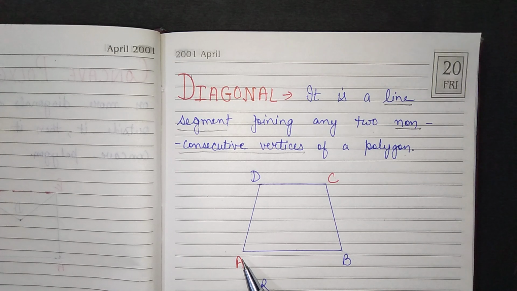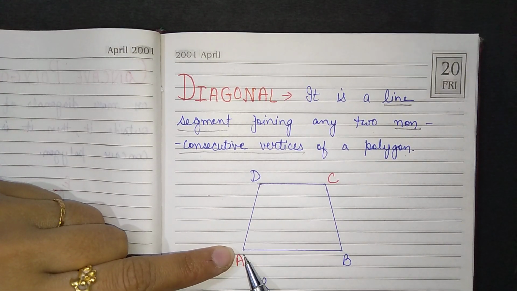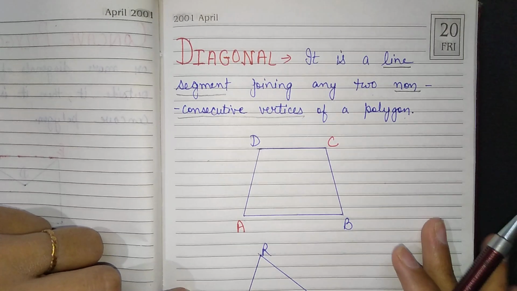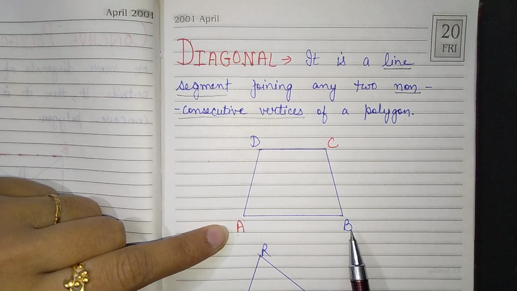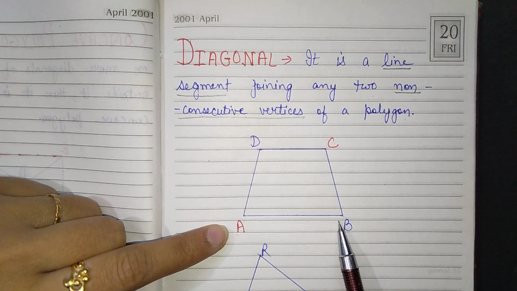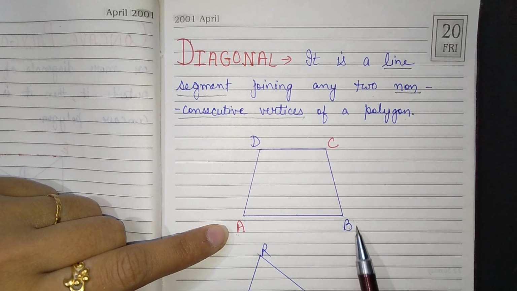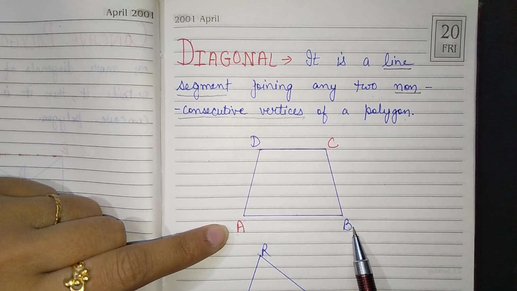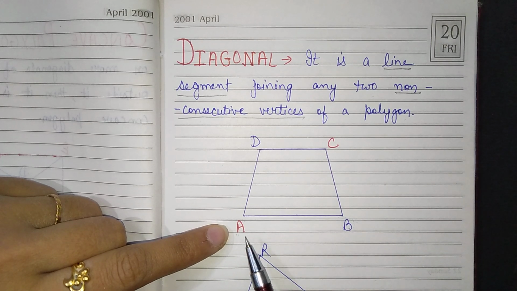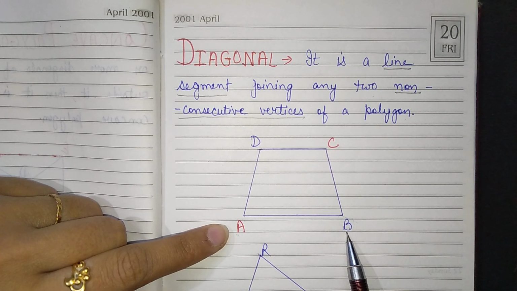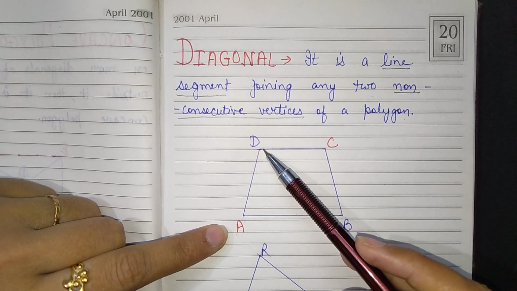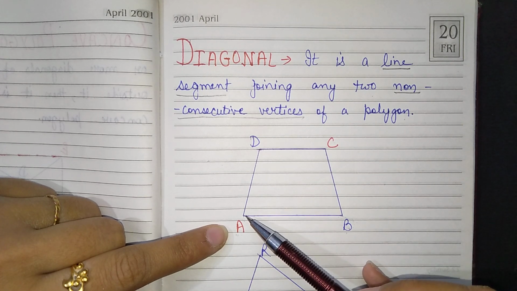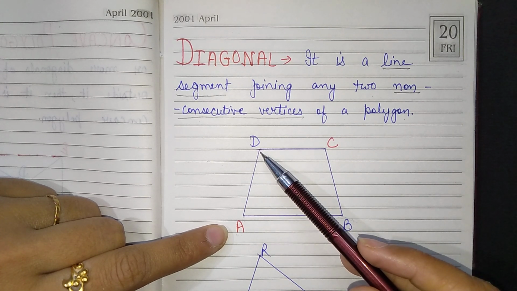Now here suppose I want to start from A and I want to go to B. For this I will move along this path, and moving along this path going from A to B, there is no other vertex coming in between. That means A and B are consecutive vertices, because in between these vertices there is no other vertex along this path. Similarly, when I move along this path going from A to D, there is no other vertex coming in between, means these are also consecutive vertices.